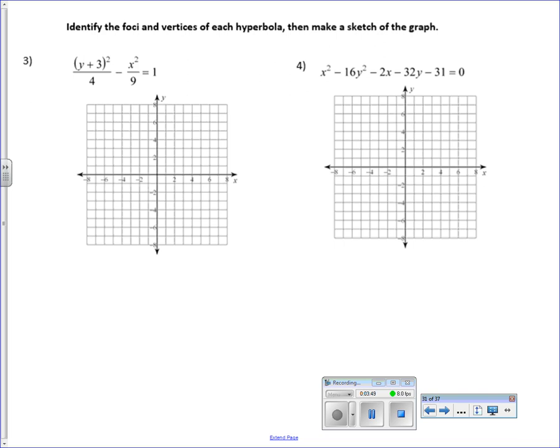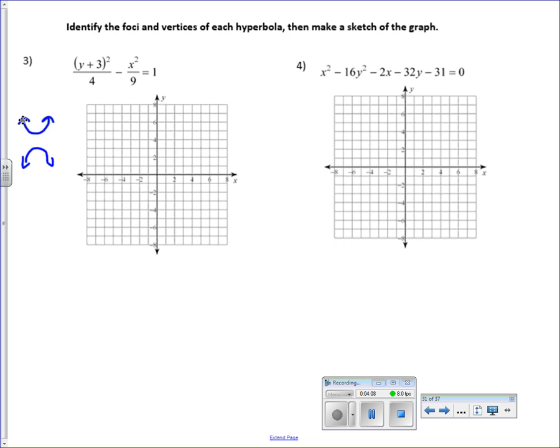Okay. So for this one, notice that the x squared is over here. That's going to tell me something about my hyperbola. When the x term is over here, that's telling me that my hyperbola is going to look like what we call this.